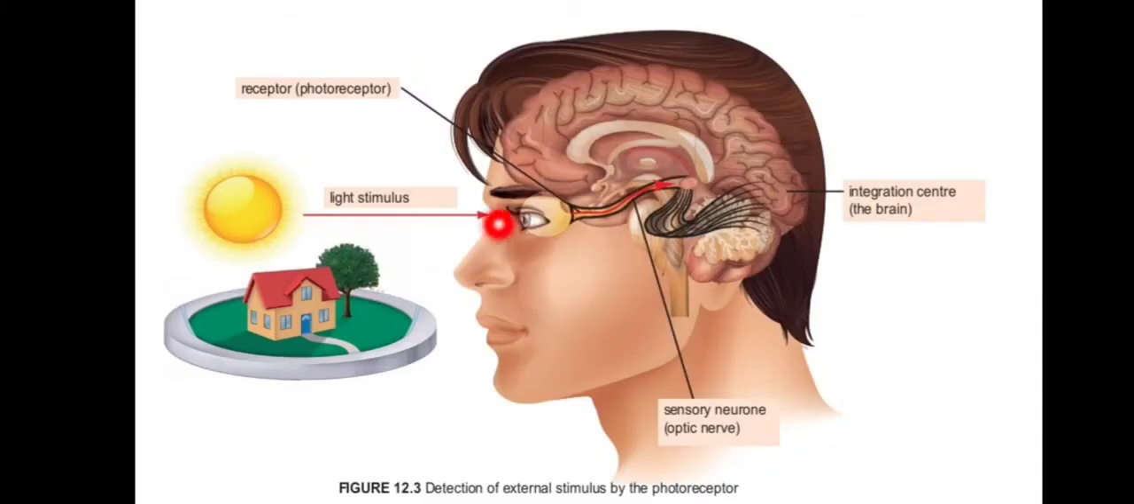Okay, so di sini photoreceptor, okay, photoreceptor light stimulus. Okay, ini contoh detections of external stimulus by the photoreceptor. So light stimulus, rangsangan dia cahaya. So yang detect stimulus ini adalah receptor photoreceptor. Photoreceptor dia akan send nerve impulses into the integration center, the brain. Okay, so this is the sensory neuron, yaitu optic nerve.